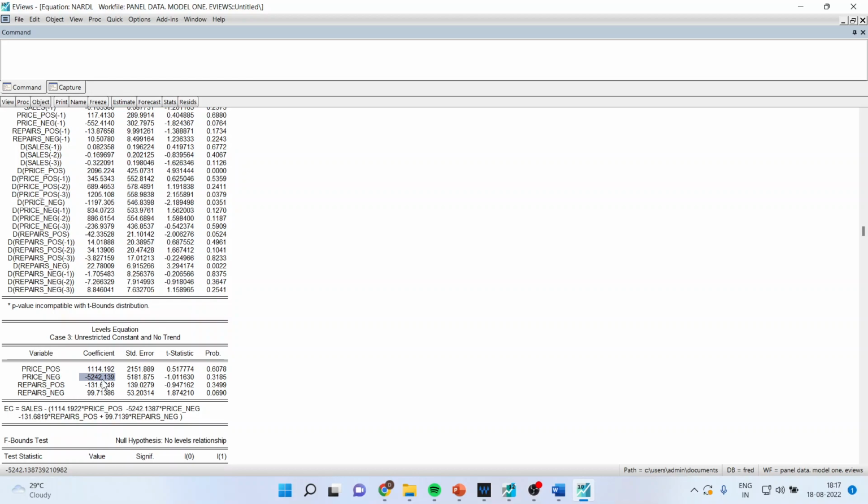Now, in case these variables were significant, then any increase in price will increase sales. If this was significant, then an increase in price will increase sales by 114.19, and any decrease in price will decrease the sales by 5242. So we'll have to understand this price negative and price positive. Now here the interpretation is a little bit tricky. This is positive, this is negative, this is positive, and this is also positive. This is negative, that is price negative, and the coefficient is negative.